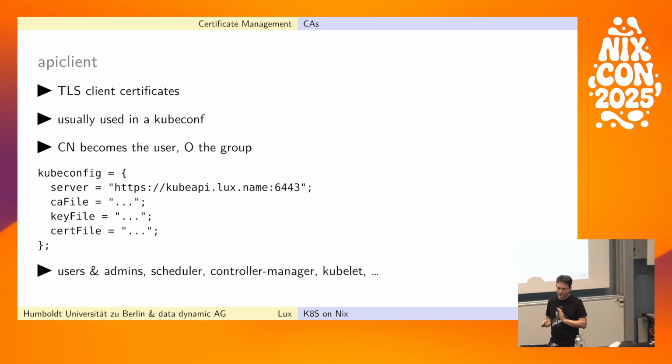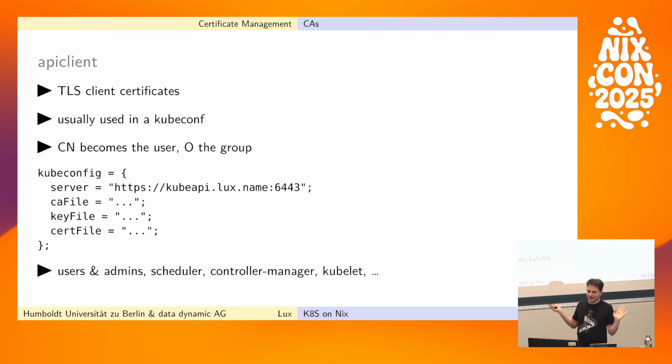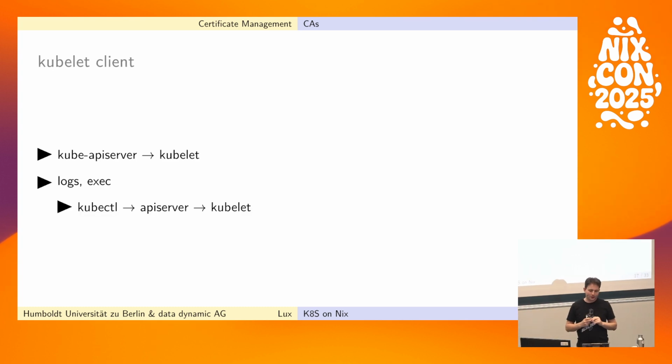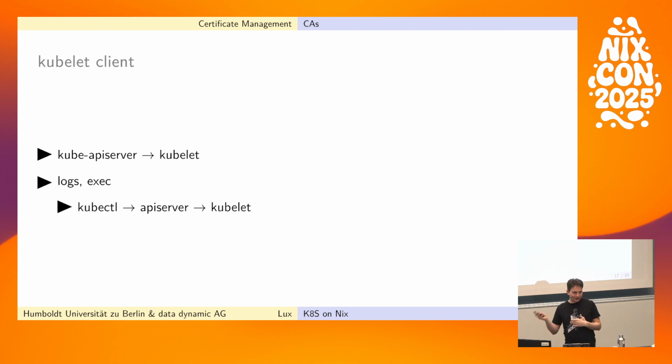And that's used by everything. So that's in a way the most important certificate. Yeah, the kubelet client, this is this back channel. We use here a separate CA just for that, to have it separate.